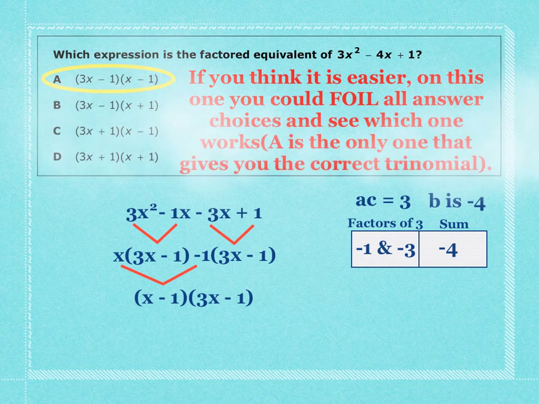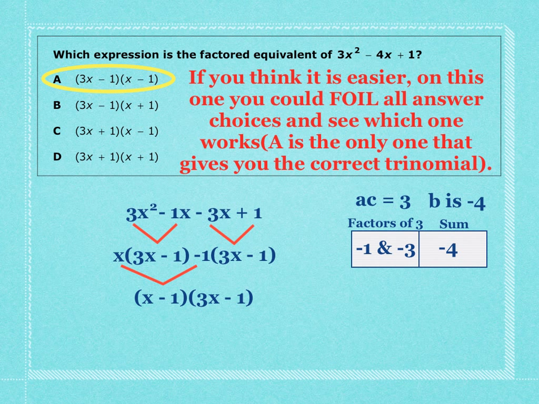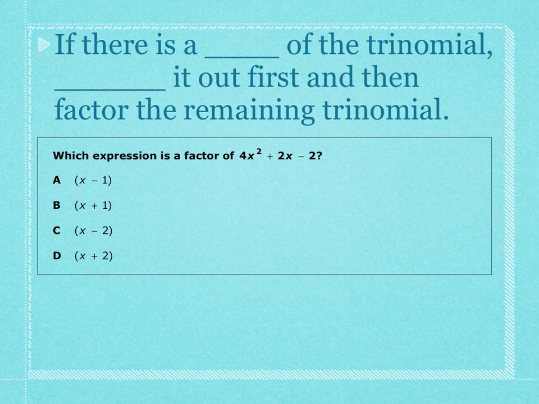which is going to give me A as my answer. If you think it is easier on this one, you could FOIL all the answer choices and see which one works. A is going to be the only one that gives you the correct trinomial. So what you could have done here is you could have gone ahead and just FOILed A, B, C, and D and seen which one gives you 3x squared minus 4x plus 1. That would be another way that you could answer this question and get it correct.